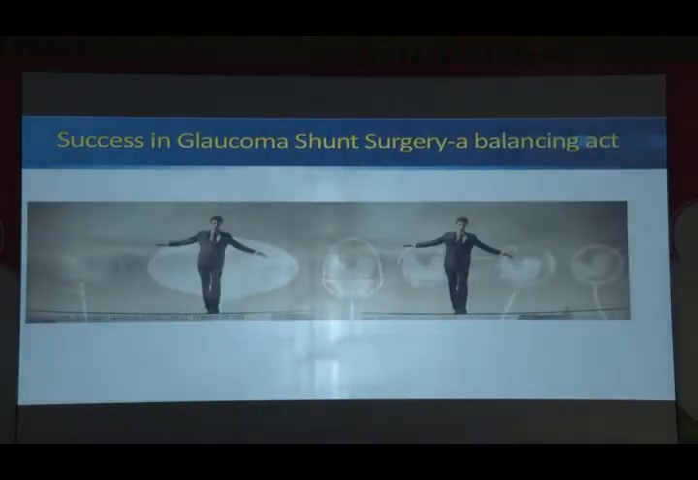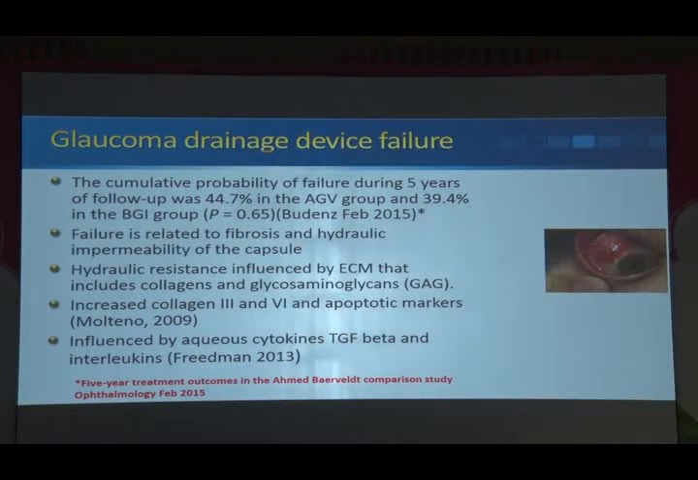Your success in glaucoma shunt or drainage device surgery is really a balancing act. We have learned from many studies, especially the Ahmed Baerveldt comparison study, that over 5 years, whether you put in an Ahmed valve or a Baerveldt shunt, approximately a third of them fail, or almost half of them fail. And the failure is related to the fibrosis and what exactly happens in the fibrosis that changes the hydraulic permeability of the capsule.